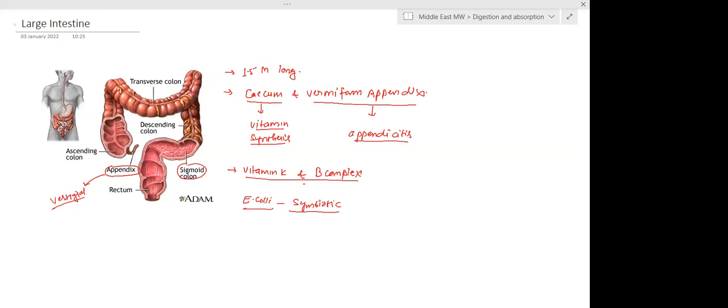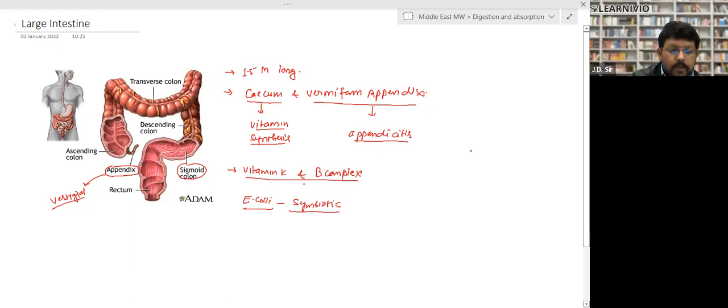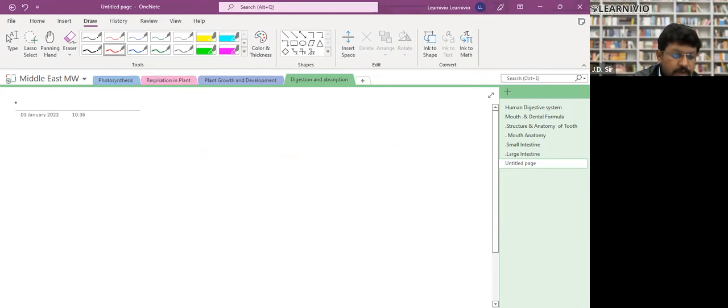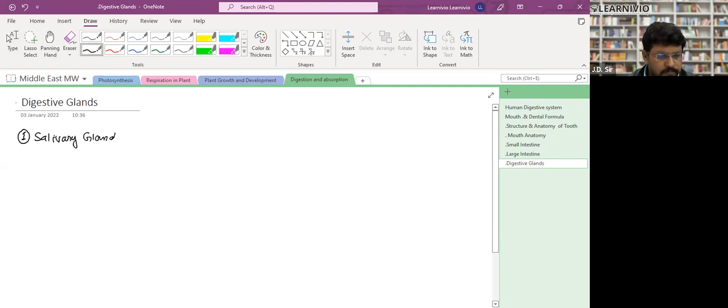Okay. Next heading is digestive glands. Any doubt till this part? No. Great. So the next part is the digestive glands. The first digestive gland is the salivary gland. So put the heading: salivary gland.